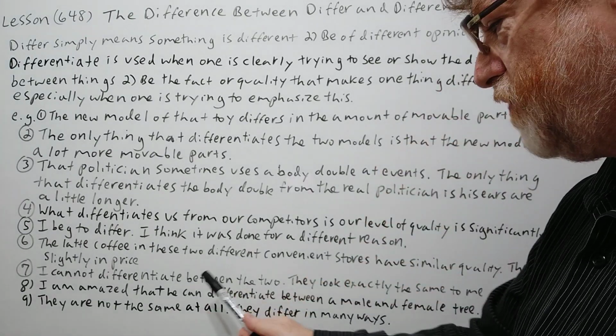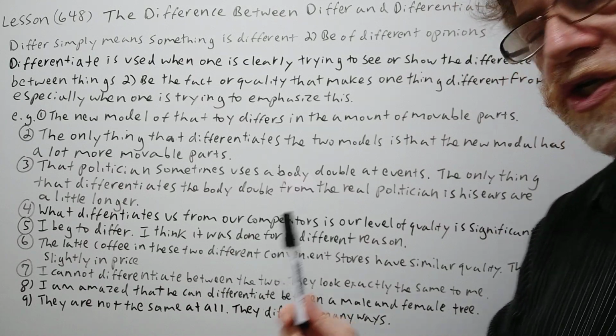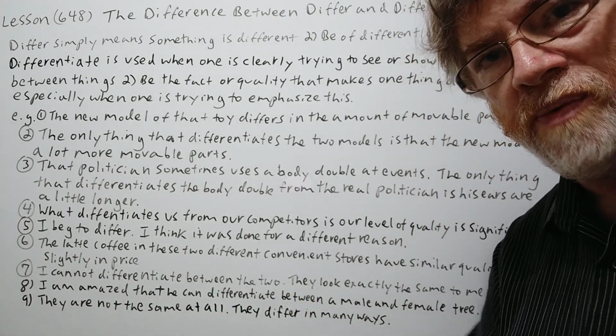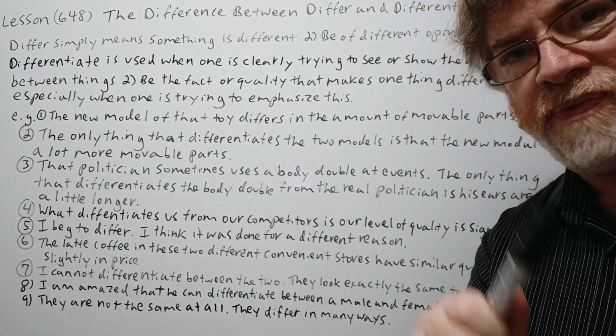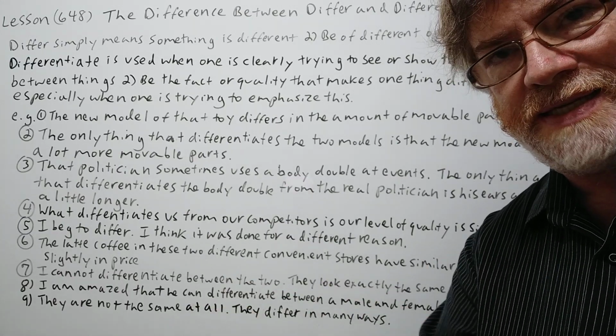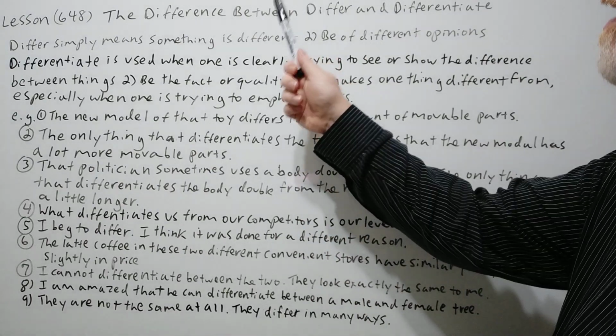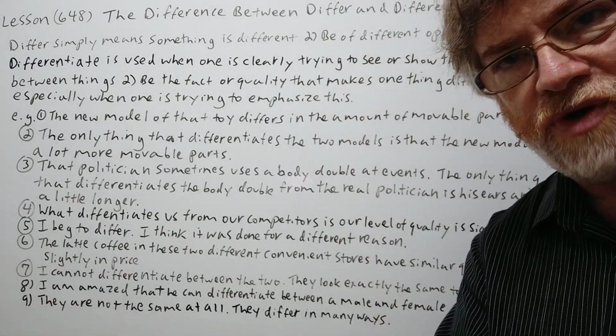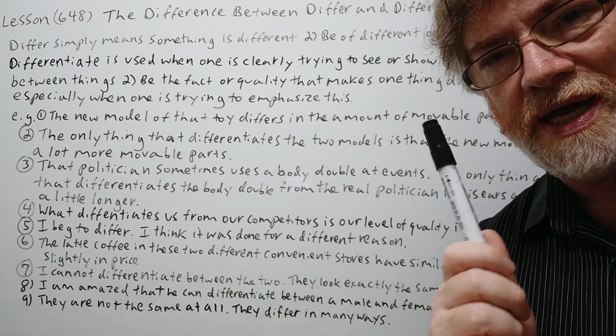All right, number 7. I cannot differentiate between these two. So somebody's saying you can't tell the difference between the two. Actually, to be honest with you, we use the difference is and to tell the difference more than either differ or differentiate. But we're trying to distinguish differ and differentiate as verbs.